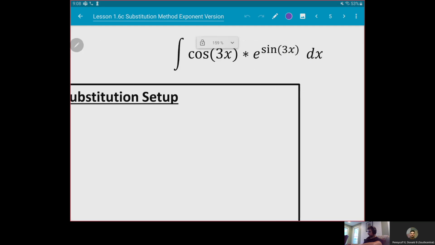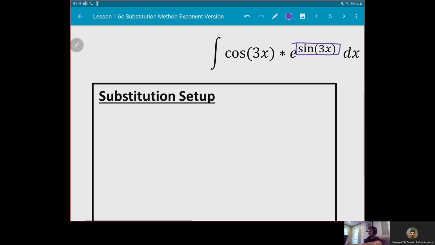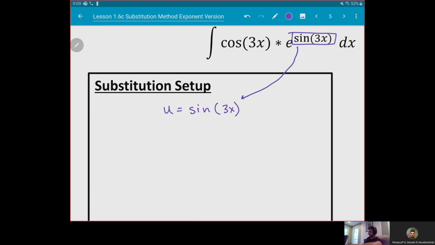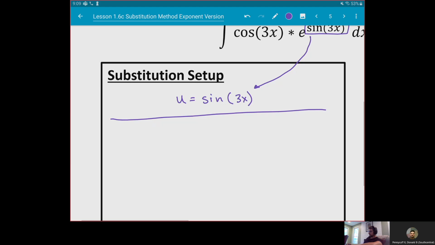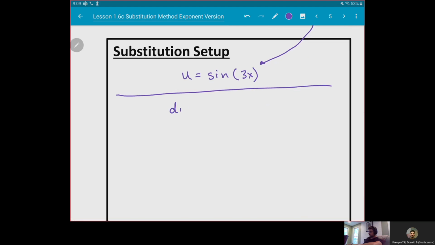All right, so let's look at this one right here. Once again, I'm going to let that entire exponent be my u, and so that's going to be sine of 3x. Now, I didn't choose this one because I thought you would have a lot of trig functions as exponents. I'm not saying it doesn't happen, but it's pretty rare. I chose this one mainly so that I could go back over how to take the derivative of a trig function again.